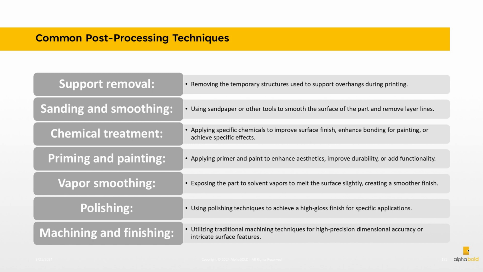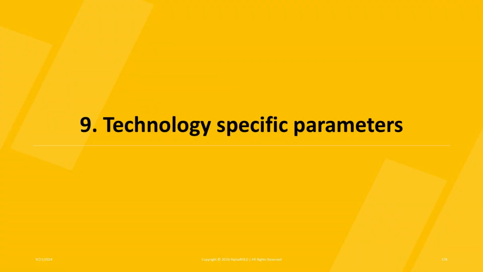Vapor smoothing. Exposing the part to solvent vapors to melt the surface slightly, creating a smoother finish. Polishing. Using polishing techniques to achieve a high-gloss finish for specific applications. Machining and finishing. Utilizing traditional machining techniques for high-precision dimensional accuracy or intricate surface features.